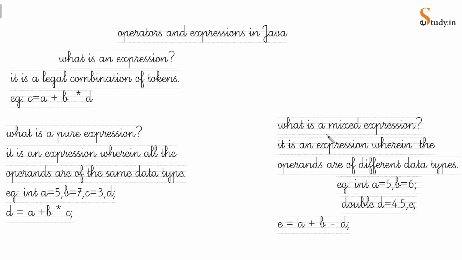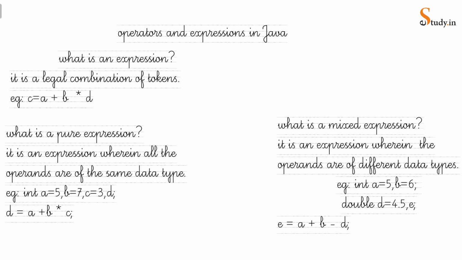On the other hand, a mixed expression will have operands of different data types. If you see this expression here, E is equal to A plus B minus D. What is the data type of D? Double. What is the data type of A and B? Int. What is the data type of E? Double. So we have an expression in which some of the operands are of int data type and some are of double data type. So it is a mixed expression.